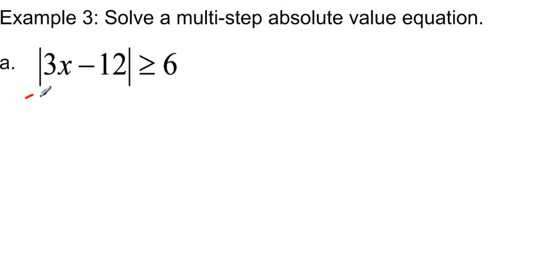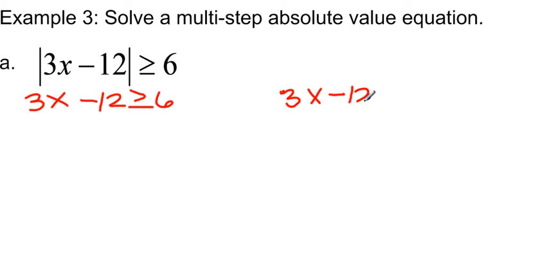Case 1: 3x minus 12 is greater than or equal to 6. Basically the original problem. Case 2: 3x minus 12. Now, this is our negative case, so we're going to reverse the sign, is less than or equal to -6. You're reversing the symbol and the number on the right side here. Let's go ahead and solve each case to get the two-part solution.